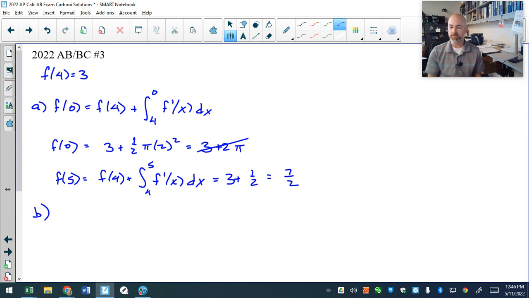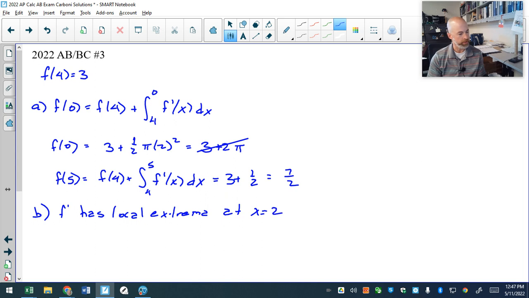Find all the points of inflection on the graph of F from 0 to 7. Okay, so for inflection points, you generally think that you want to find places where the second derivative of F changes signs. That also happens to be places where the first derivative of F has local extrema. And I can look at this graph and I can tell that F prime has local extrema at x equals 2, which will be the bottom of that semicircle, and x equals 6.